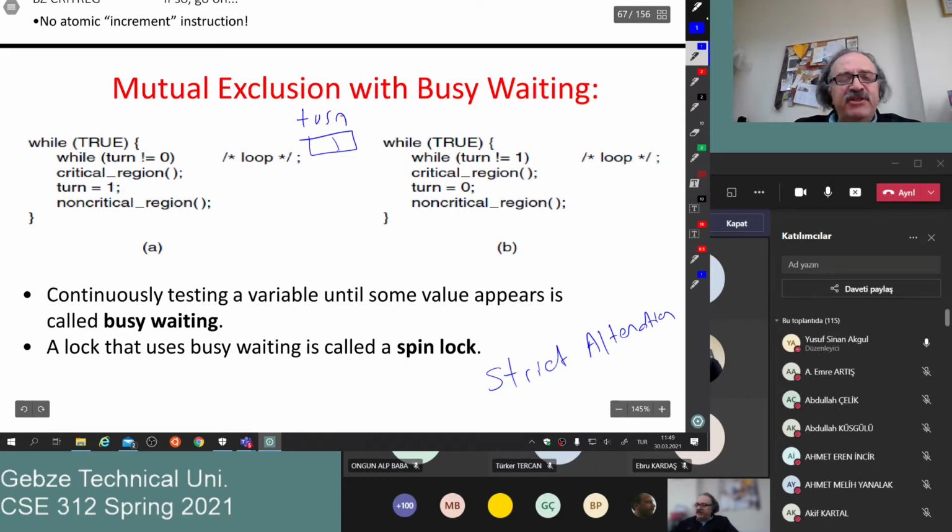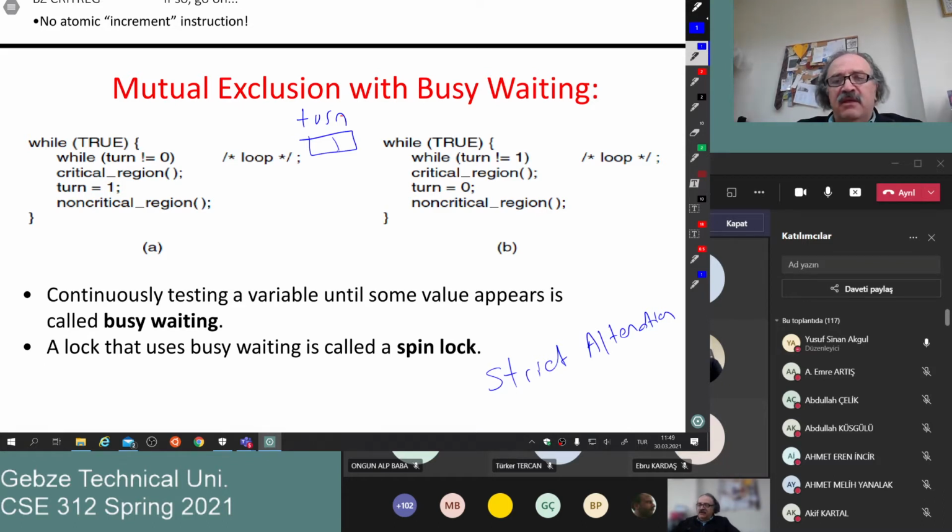With the strict alternation, there are no race conditions. That's good. Why? Because it doesn't matter when the switch occurs. Let's say the switch occurred just after the while, before I made turn 1. I'm in the critical region, this one has to wait. If the switch happened before the while loop, then this one has to wait. If the switch happened during the critical region, this one has to wait. If the switch happened just after I made turn 1, then I am out of the critical region anyway, so no problem.